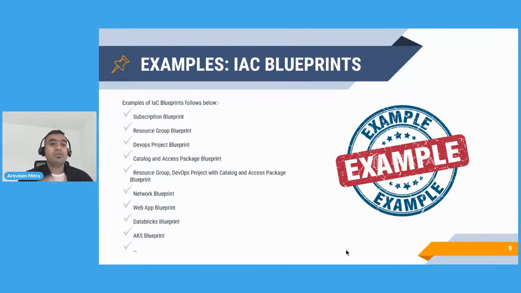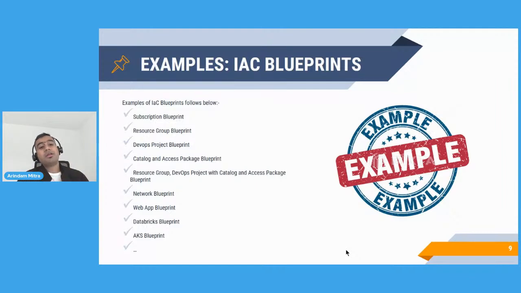You just have to write a few lines of code, maybe 10 or 20 lines of code, instead of writing maybe 100 lines of code. This is the beauty of the blueprints. And again, you can club together resource group, DevOps project, catalog all into one, and then again, you can play around with that. There are a lot of different ways of doing it as well.